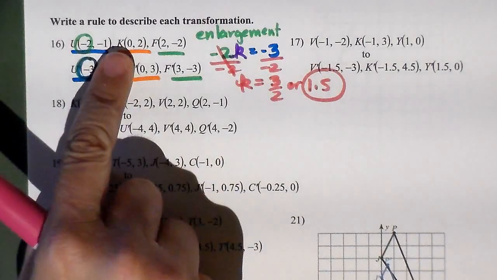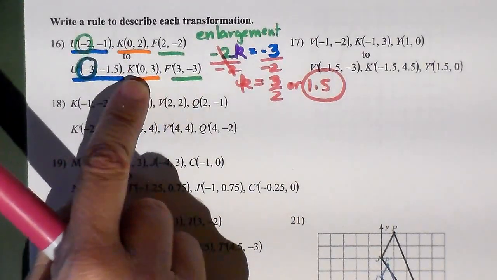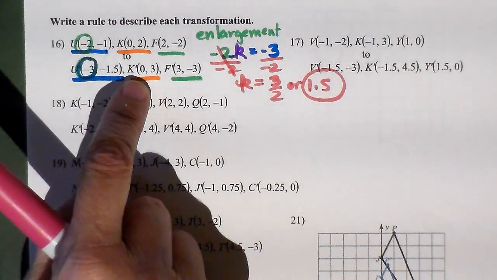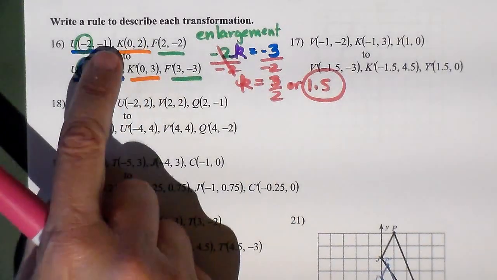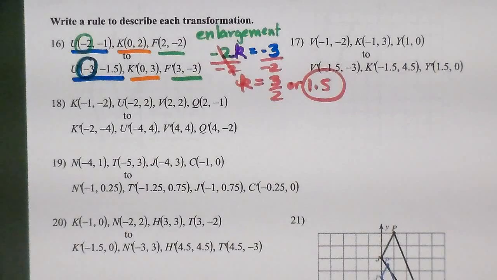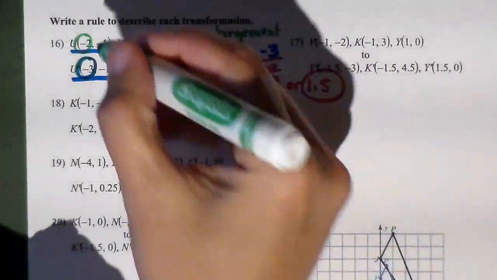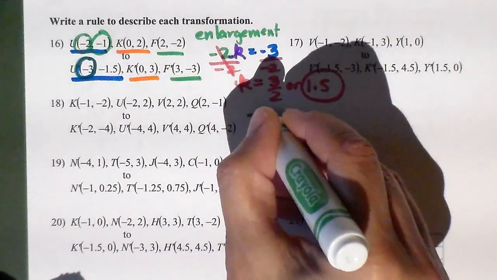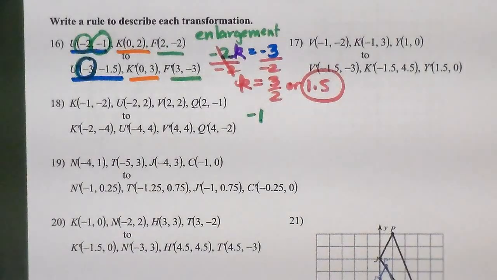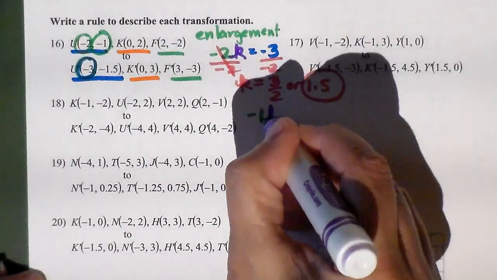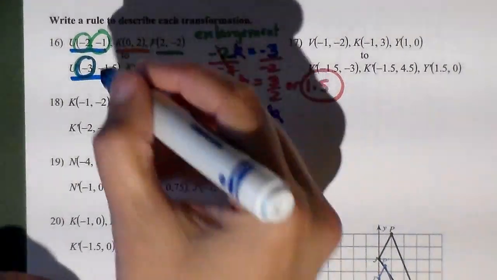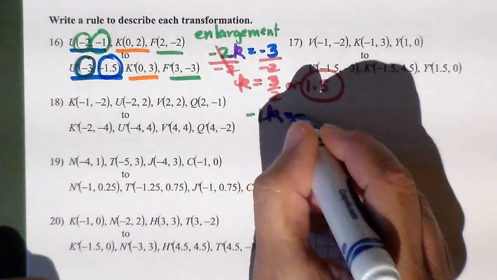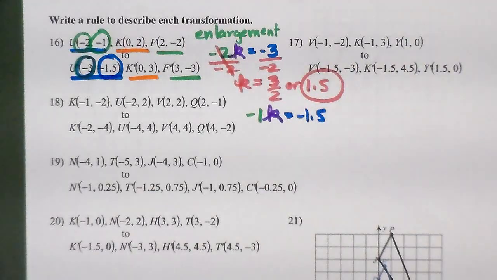You take one of the originals. Could I have picked any of these points here? Sure. Not the zeros, because that won't help. But I could have picked any of these and I would have gotten the same answer. What if I did -1 and -1.5? Well, I started at -1 and I multiplied it by some K value, and I ended up getting -1.5. Okay, solve for K just like we always do.